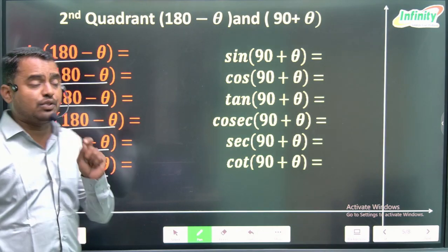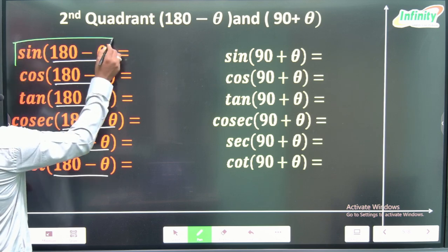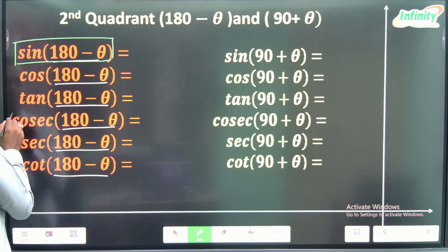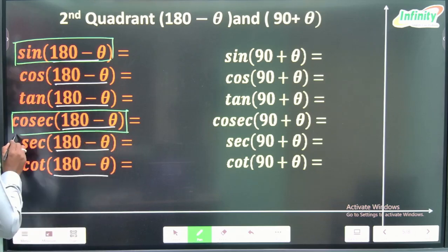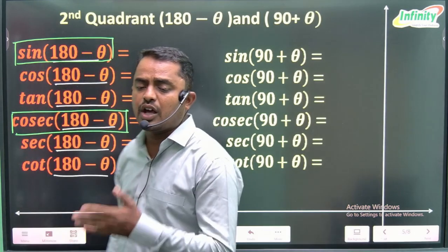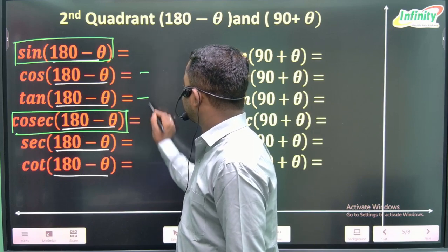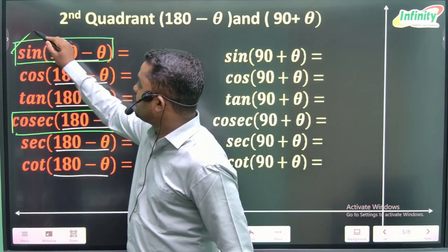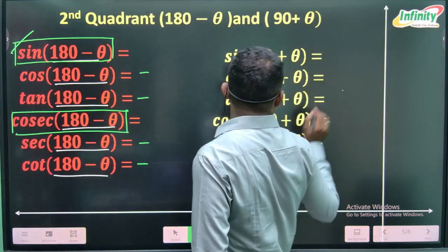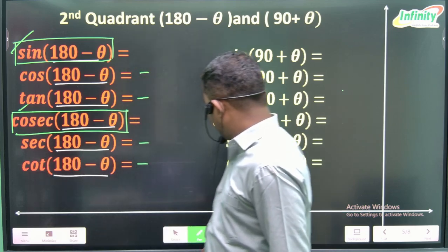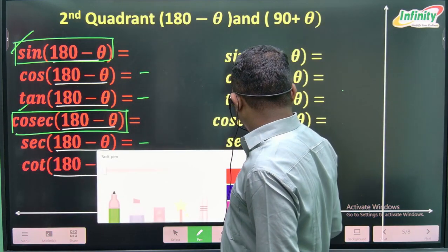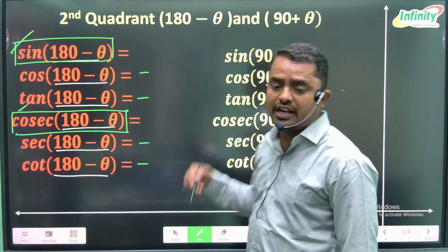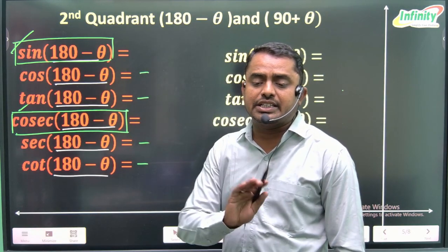Carefully observe here. Only two functions are positive. That is, sine theta is positive here, and cosec theta is also positive here. Leaving these two functions, all are negative. First I will write the minus sign for the remaining functions, and only sine and cosec are positive. So for 180 minus theta, as I had told you in the previous slide, there will be no change.